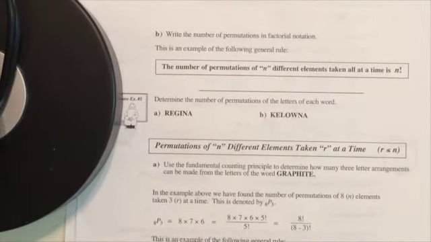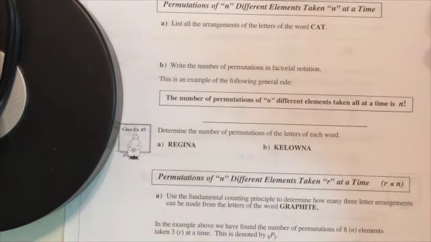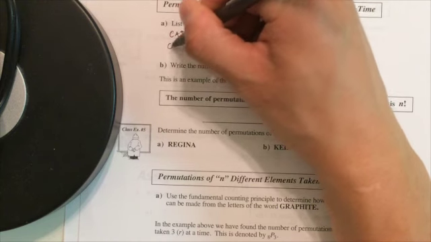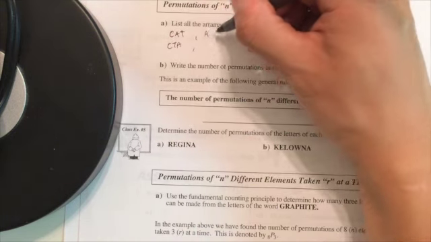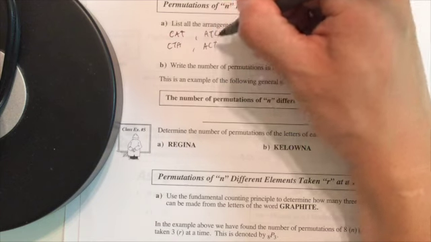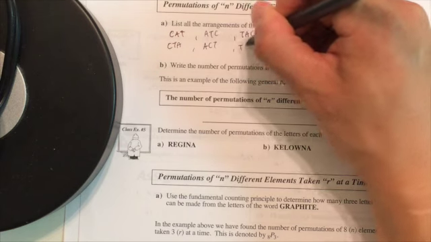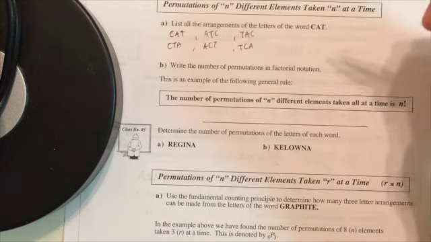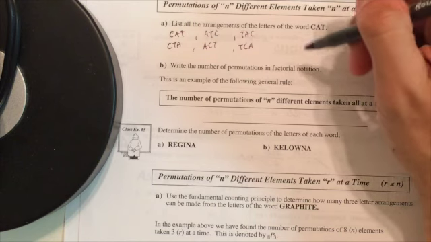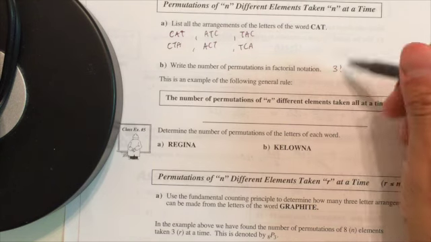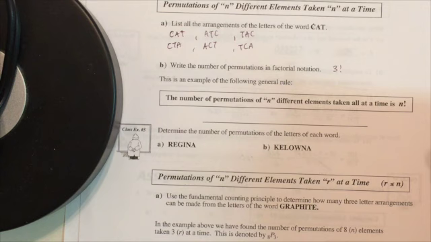So let's look at a few examples. Now, let's look at this first example. How many ways can you arrange the word cat? Well, you could have C-A-T, you could have C-T-A, you could have A-T-C or A-C-T, or we could have T-A-C or T-C-A. So there's 6 different ways. Let's write the number of permutations in factorial notation. Well, this would be 3 factorial. 3 times 2 times 1. Just like we're doing with the fundamental counting principle.